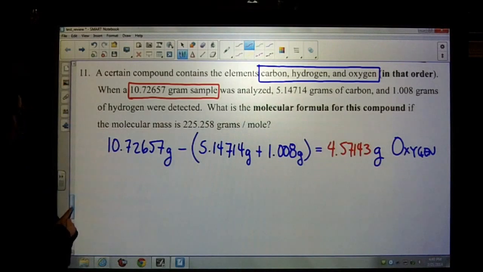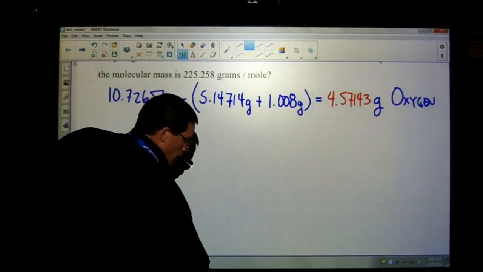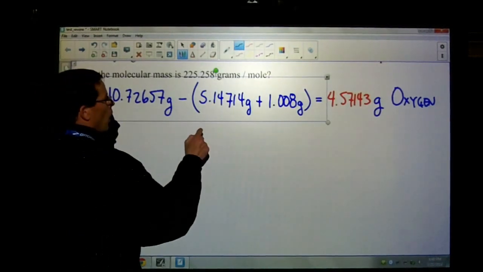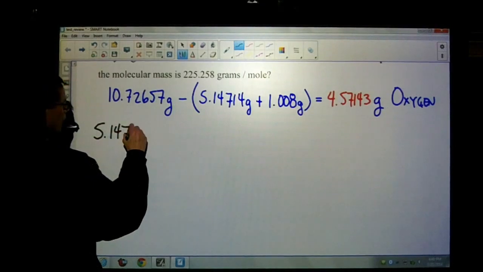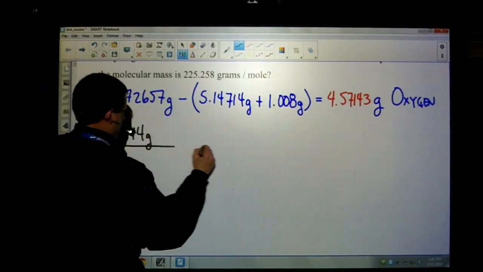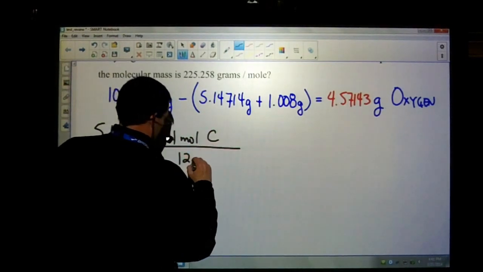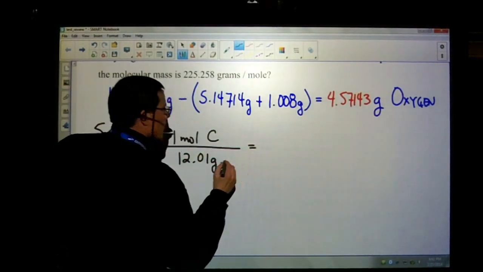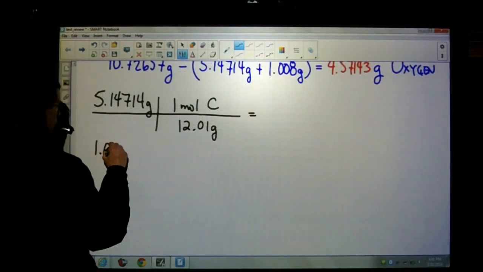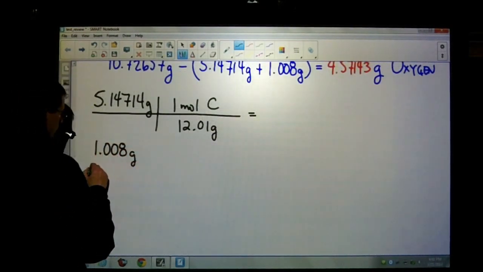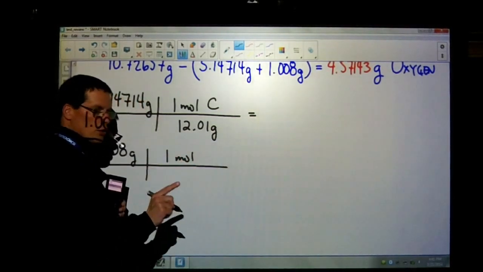So let's find out what the empirical formula is. Okay? So let's do carbon. Actually, can I? Oh, of course not. 5.14714 grams of carbon. Do your 1.008 grams of hydrogen. Well, that's an easy one. Nobody should need a calculator for that one. But you still want to show your work.